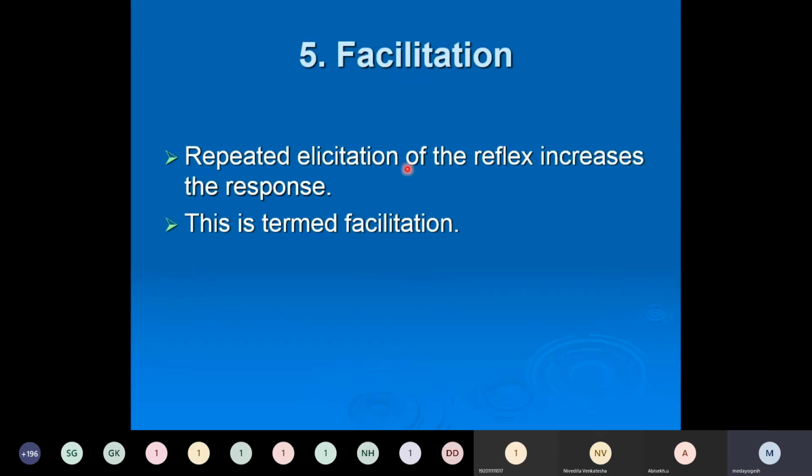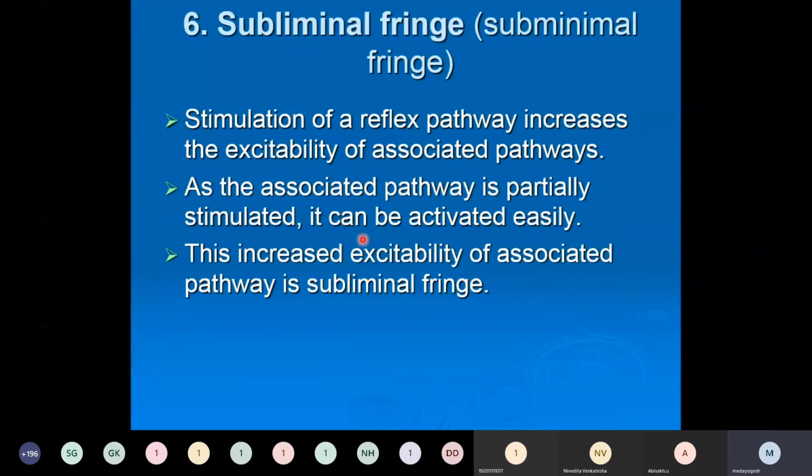Facilitation. Repeated elicitation of the reflex will increase the response. This is called facilitation. Subliminal fringe. In this property, anything can come as a question. It can come as a 2-mark question, or sometimes properties of reflexes together can come as a 5-mark question. Subliminal fringe is one of the favorite questions in the viva as well as in the theory paper. So what is the subliminal fringe?